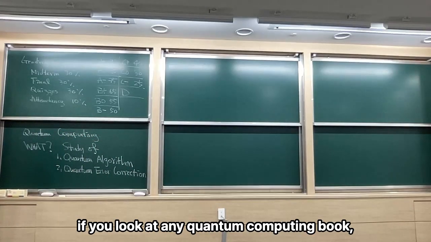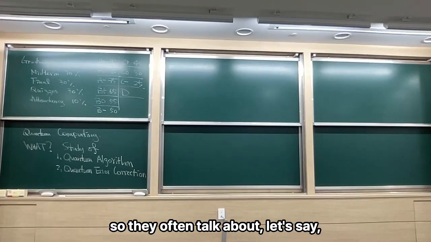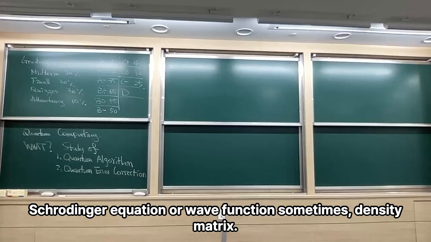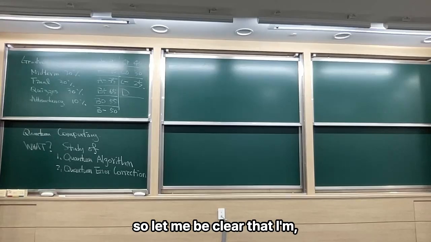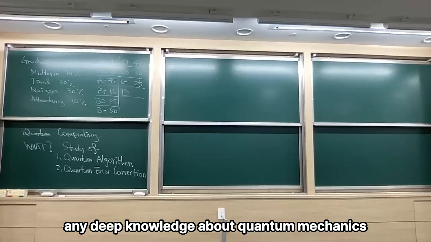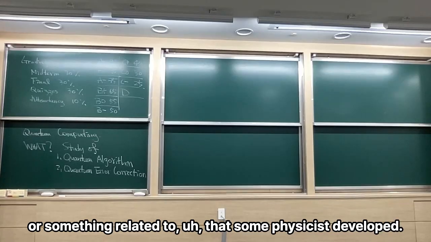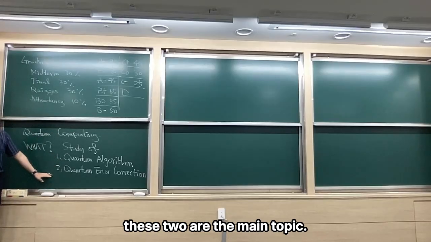If you look at any quantum computing book, most of them are written by physicists. So they often talk about, let's say, the Schrödinger equation or wave function, sometimes density matrix. But I'm not a physicist, so let me be clear that I cannot talk about any deep knowledge about quantum mechanics, or something related to that which physicists developed. But I can surely talk about these two things. And as I study quantum computing myself, these two are the main topics.